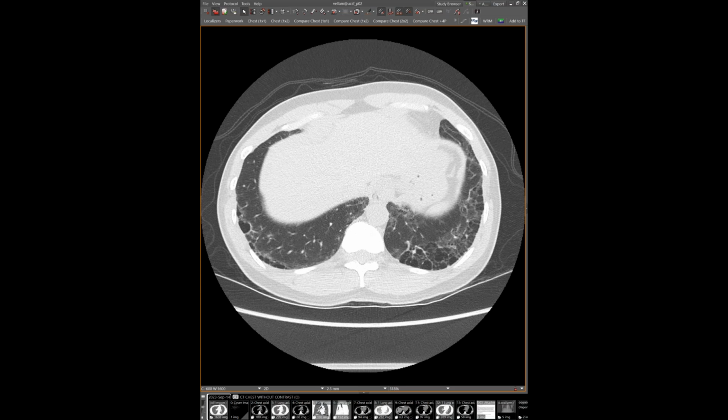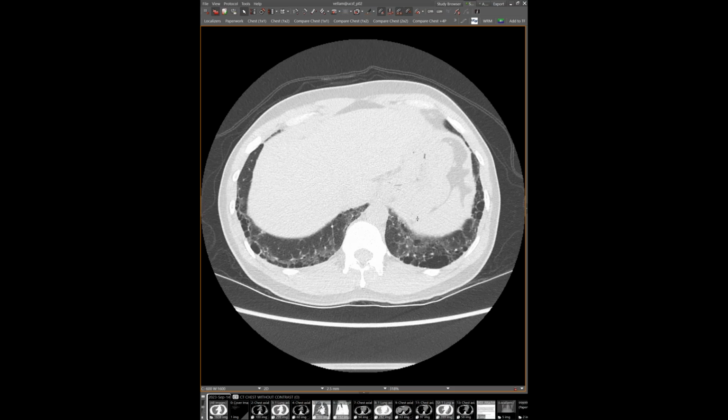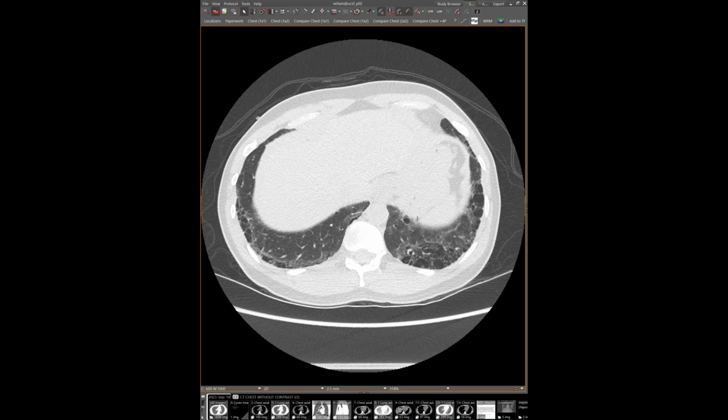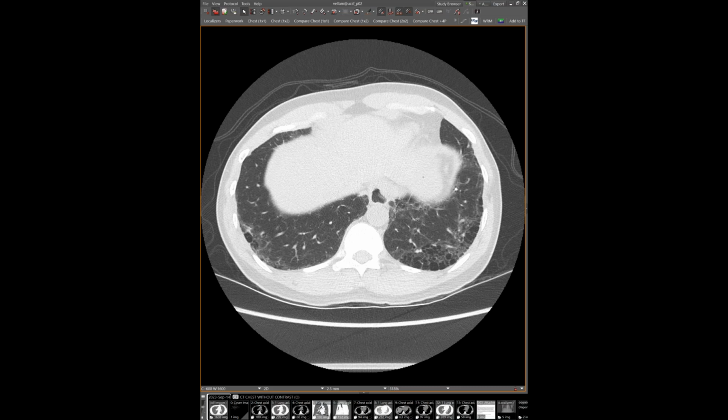So if I were presented with this and I was reading this, I would probably call this what looks like a fibrotic DIP, desquamative interstitial pneumonia pattern. And I would suggest correlation with any smoking history. However, this is a 45-year-old woman who has no history of smoking whatsoever, including no secondhand smoke exposure.